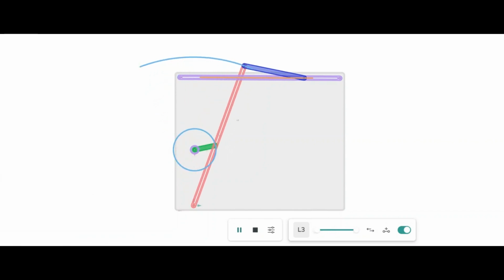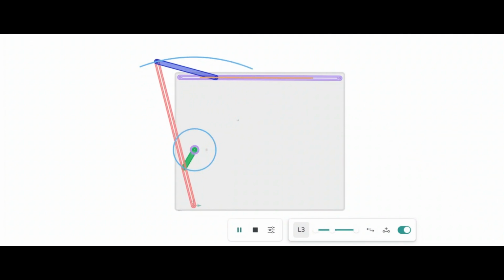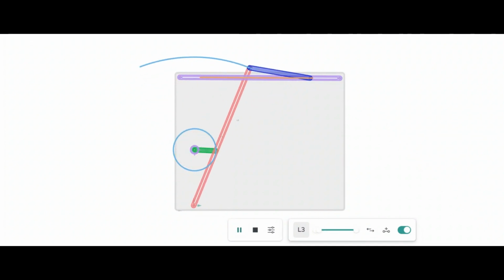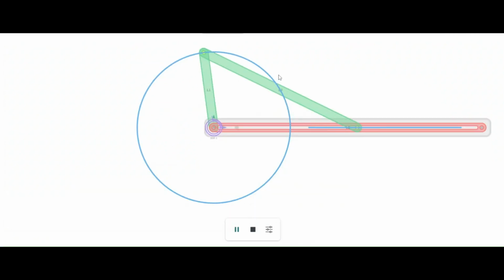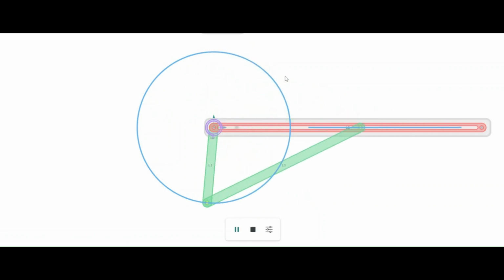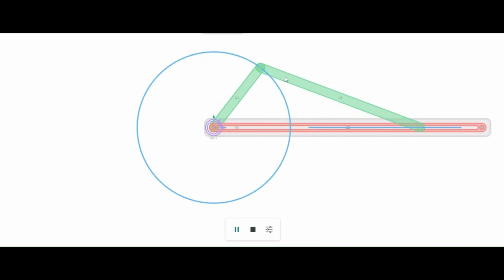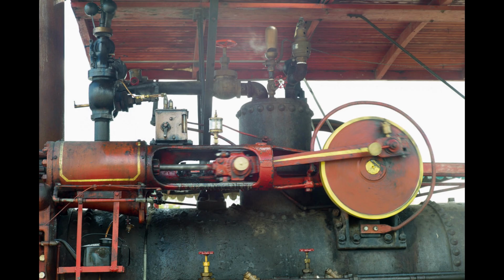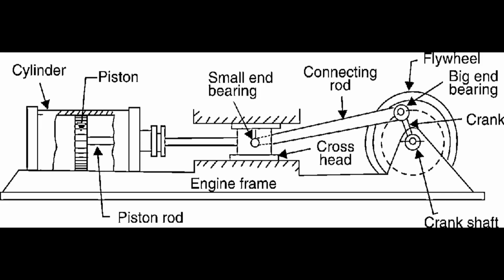Today, we're talking about a fundamental mechanical system that powers many everyday machines, the slider crank mechanism. So, let's break it down. The slider crank mechanism is a simple yet powerful system used to convert rotary motion into linear motion, or vice versa. It's the heart of engines, compressors, and even old-school steam locomotives. But how does it work?